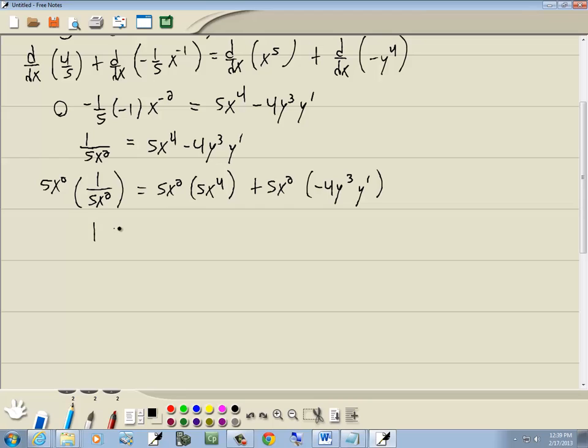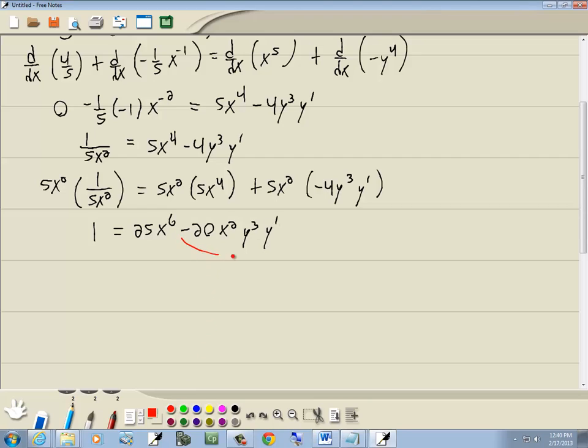Now over on this side, that gives us 1. 5 times 5 is 25. x squared times x to the fourth: you add the exponents when you have x to a power times x to a power. So we get x to the 6. 5 times negative 4 is negative 20, x squared, y to the third, y prime.